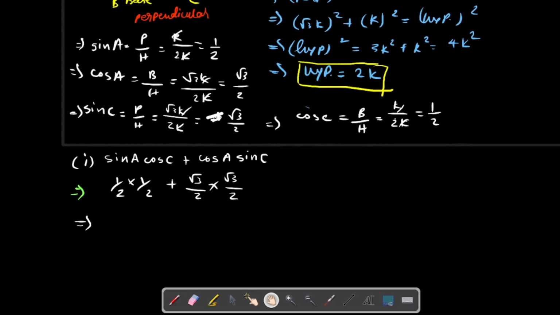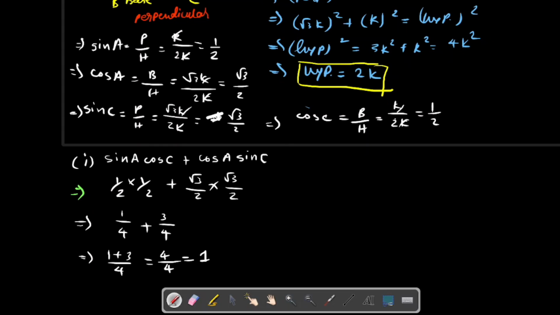1 upon 2 multiply 1 upon 2. So we are left with 1 multiply 1 is 1, 2 multiply 2 is 4, plus root 3 multiply root 3 becomes 3, and 2 multiply 2 becomes 4, right? Similarly, we have common denominators, so we can write it as 1 plus 3 upon 4 is equal to 4 upon 4, which definitely becomes 1. So the first equation has a value 1.